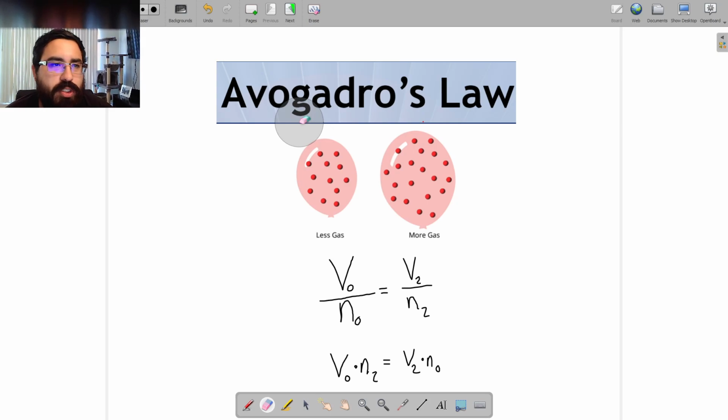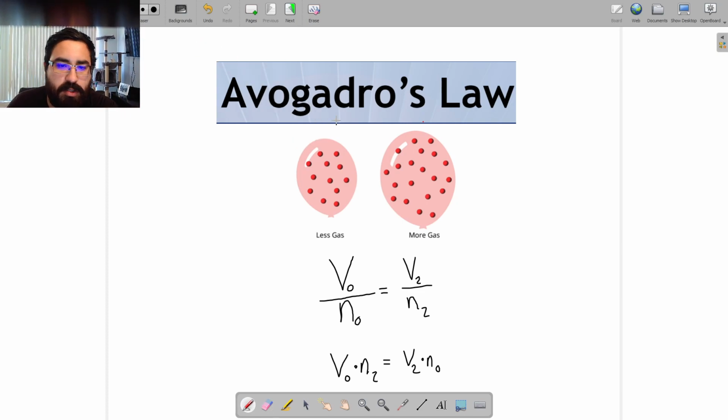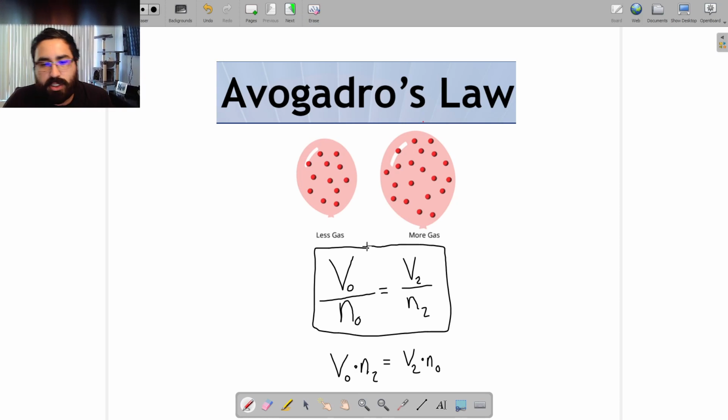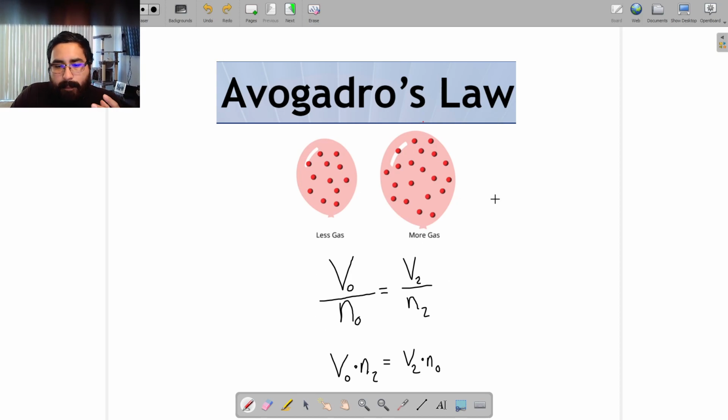All right, so today we're going to be talking about Avogadro's law. Now, how did Avogadro's law come to be? A lot of you might have seen the equation in this format before, but the original equation came from comparing the volume to the number of particles, or the moles. That's what N stands for, the number of moles, which gives us the amount of particles.